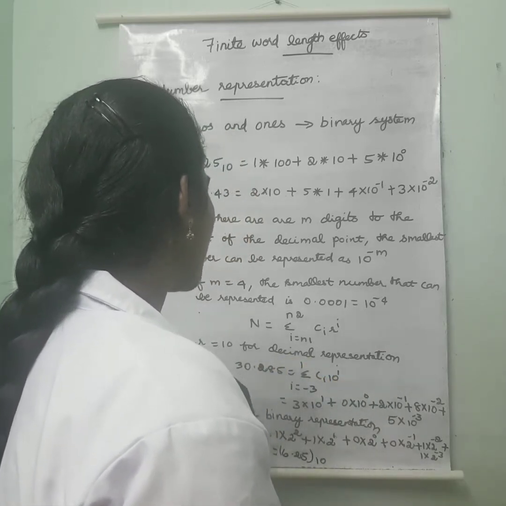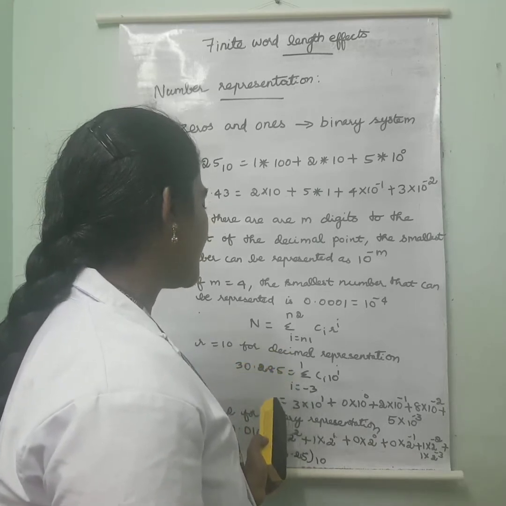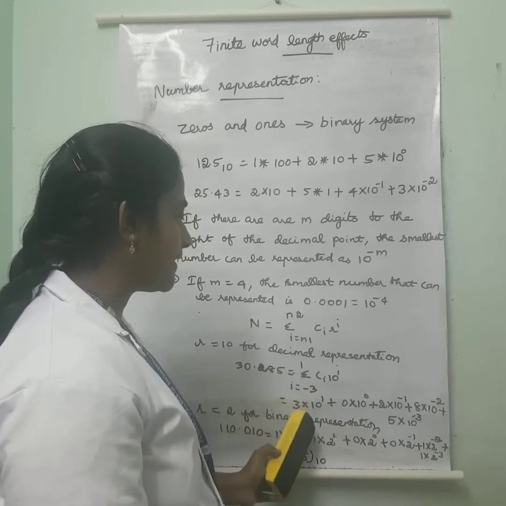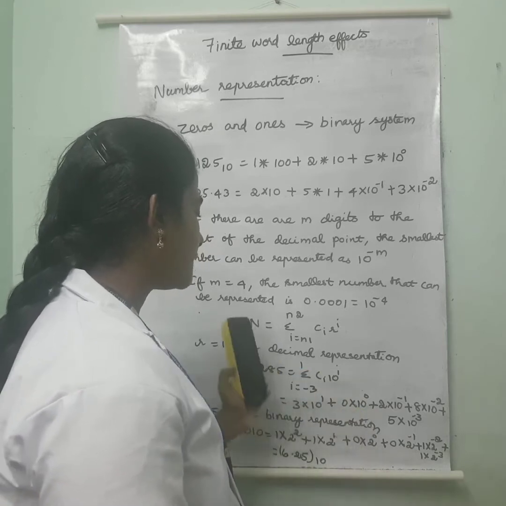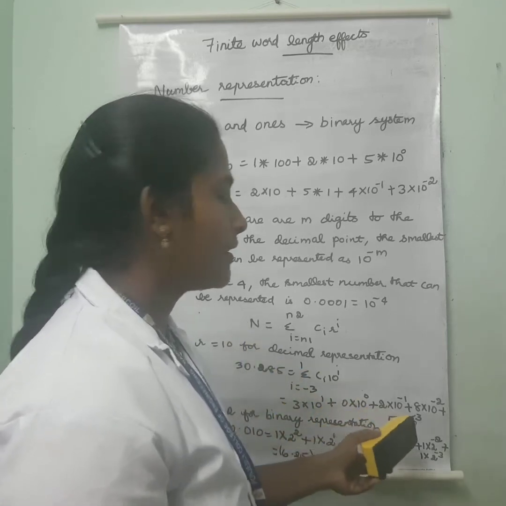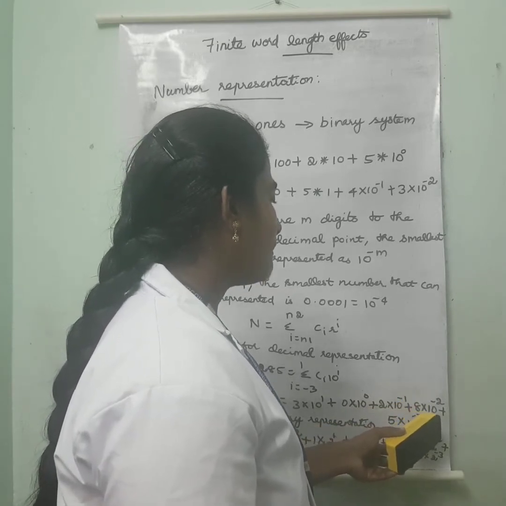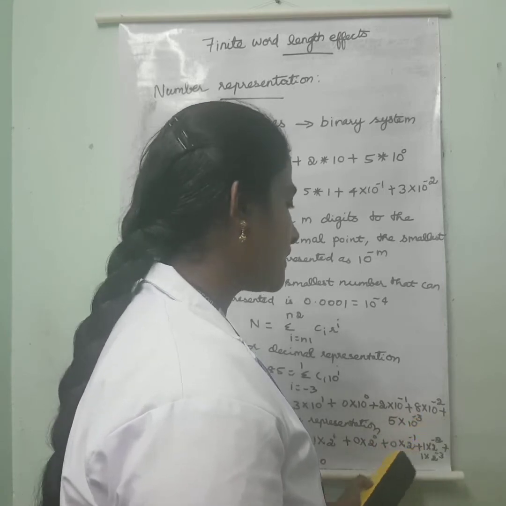So for example, 30.285 can be written as 3 into 10 power 1 plus 0 into 10 power 0 before the decimal point. After the decimal point you can write it as 2 into 10 power minus 1 plus 8 into 10 power minus 2 plus 5 into 10 power minus 3.